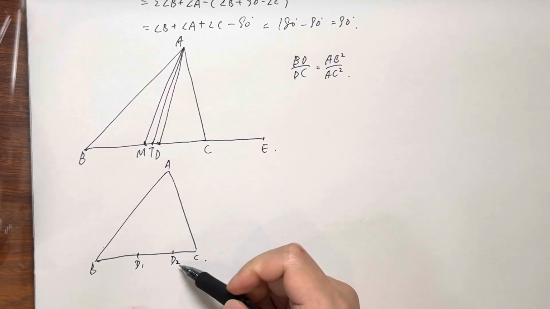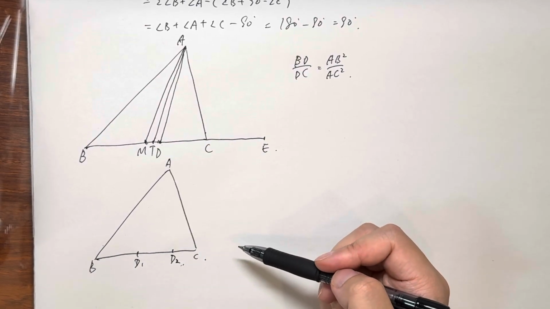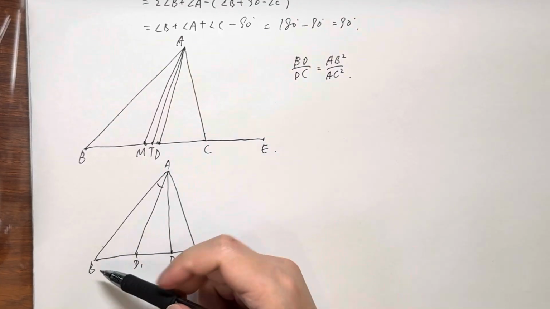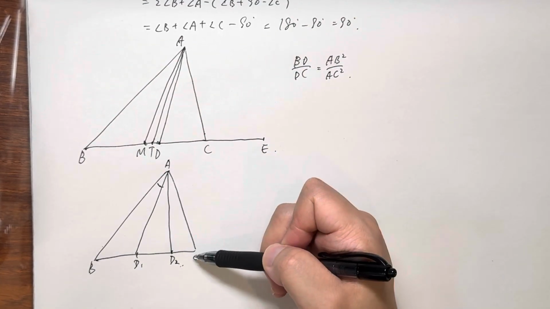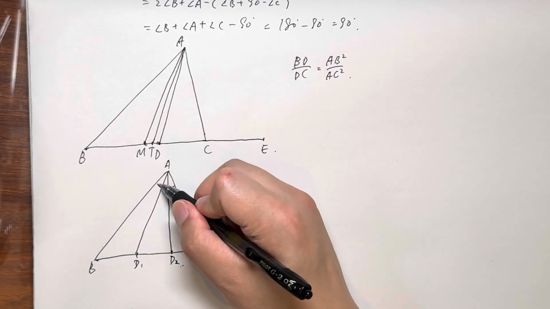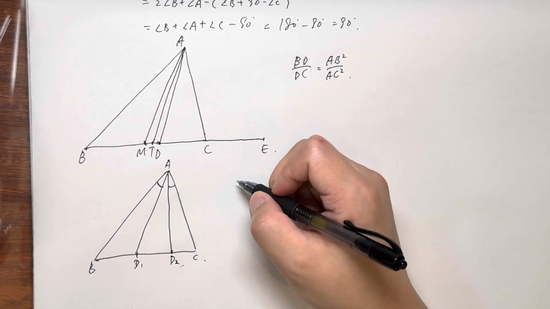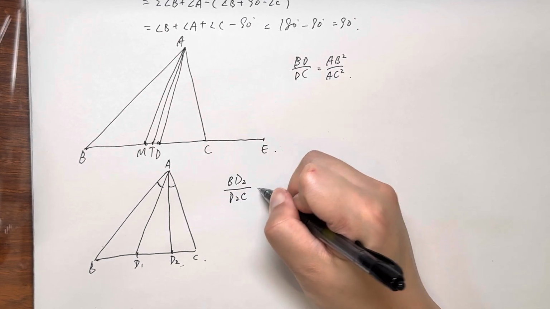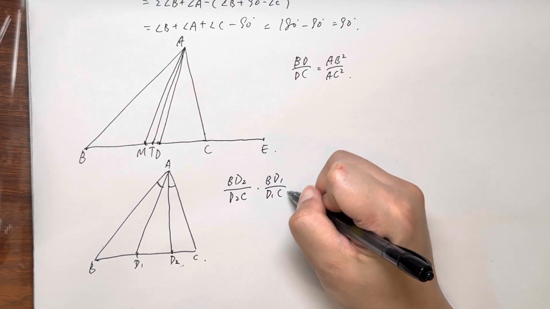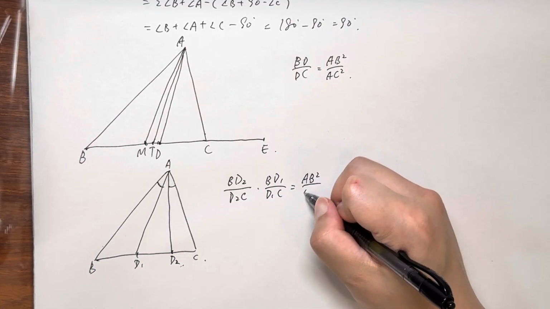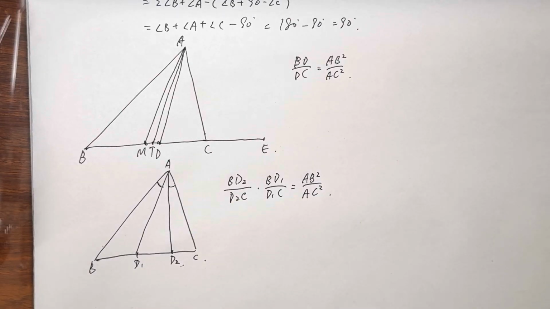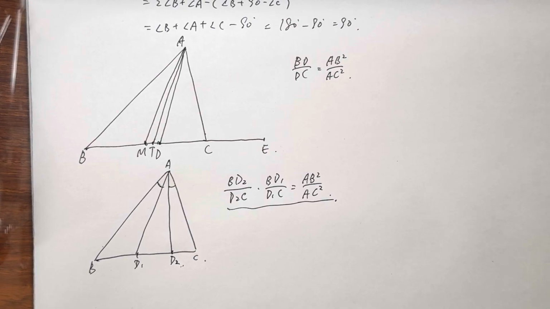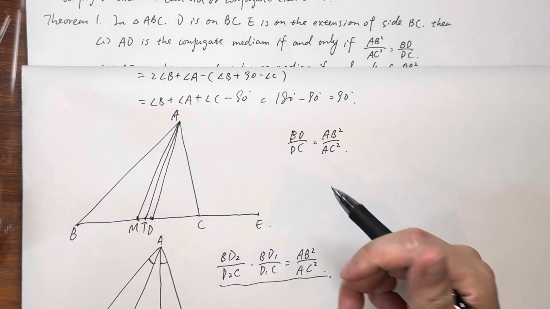So let's call it D1 and D2. That's a 2-point on the side BC, right? If we connect AD1, if we connect AD2, and we found that angle BAD1 equals to angle D2AC, right? These two angles are equal. Then we know that BD2 to D2C times BD1 to D1C equals to AB squared to AC squared. Right? That's Steiner's theorem we discussed about. So let's just apply it here.